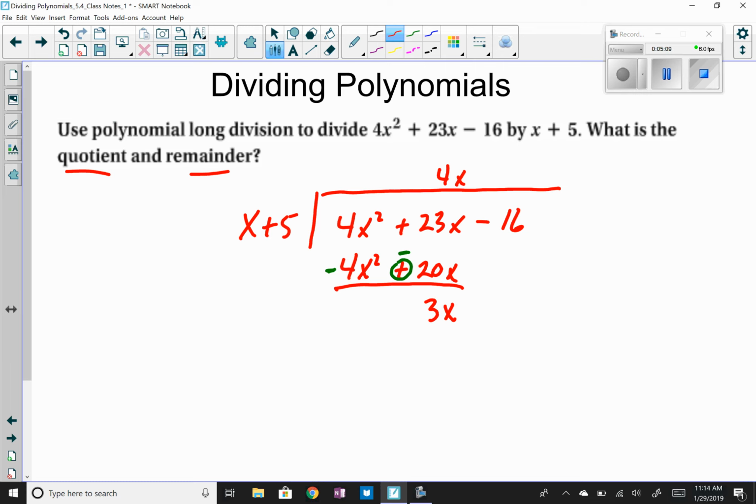Now we're ready to bring down the number from the next column, which is negative 16, and start the process again. We're going to ask ourselves, what do we multiply to x to get 3x? Well, if I multiply a positive 3 to x, I get 3x. So I'm going to distribute that 3x to the x plus 5, and I get 3x plus 15.